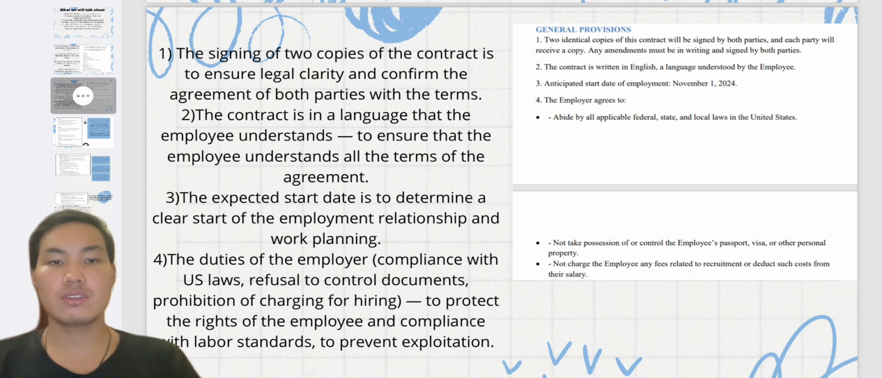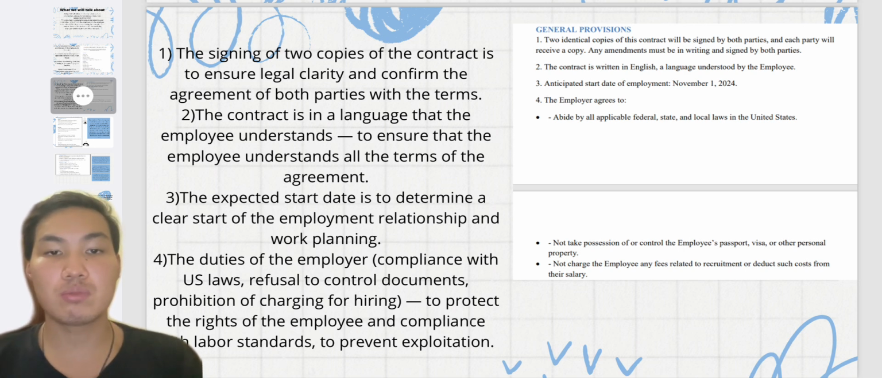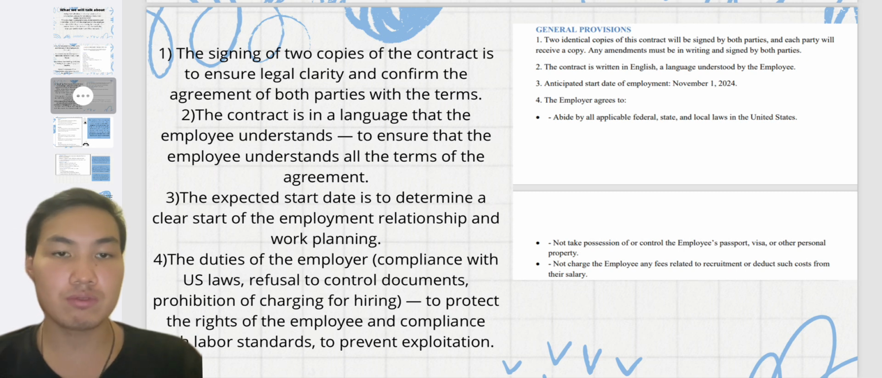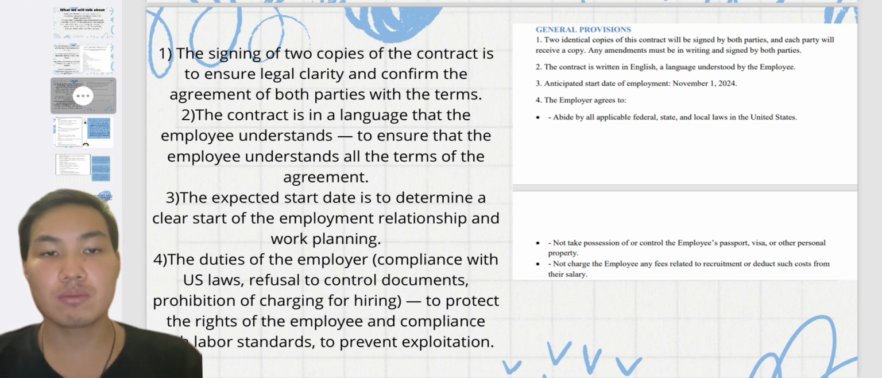Second slide, the general provisions. This section contains important points for both sides of the contract. First, both parties must sign 2 additional copies of the contract so that each has its own copy. It is also important that the contract is drawn up in English, which the employee understands and which ensures clarity of the terms. This section also specifies the start date of work, November 1, 2024, and the employer undertakes to comply with all US laws, not to take away the employee's personal documents such as a passport or visa, and not to charge any additional fees for hiring. These provisions protect the rights of the employee and provide legal security for both parties.